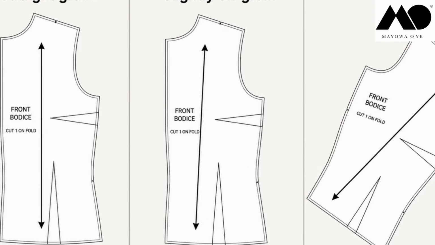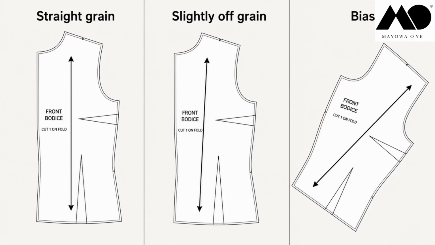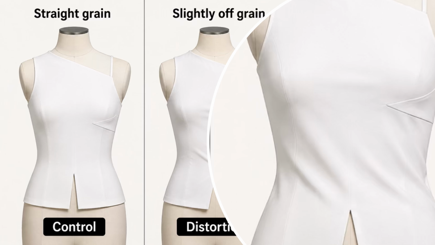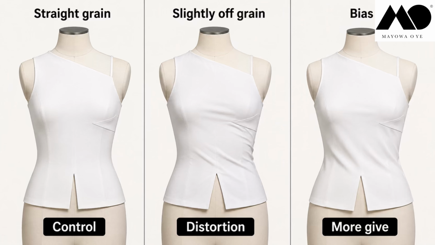But if that same piece starts shifting off grain, or you cut it on the bias without meaning to, the behavior changes, because now the fabric may stretch more, it may fall or drop differently, it may stop holding shape the way the design needs, and that can create problems like garment distortion, uneven fits, stretching where you did not want it, and a garment that feels less stable. So in a fitted design, grain line is helping you control the fabric and body relationship, and that's not a small thing.